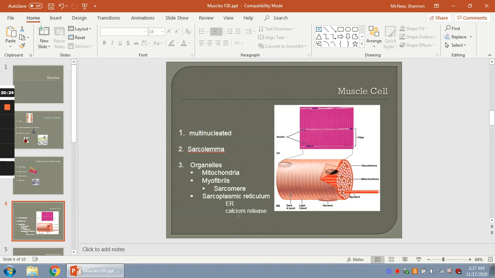Now, the sarcoplasmic reticulum, its major function is calcium release. All right, so it's going to store and release calcium. That's its modification.